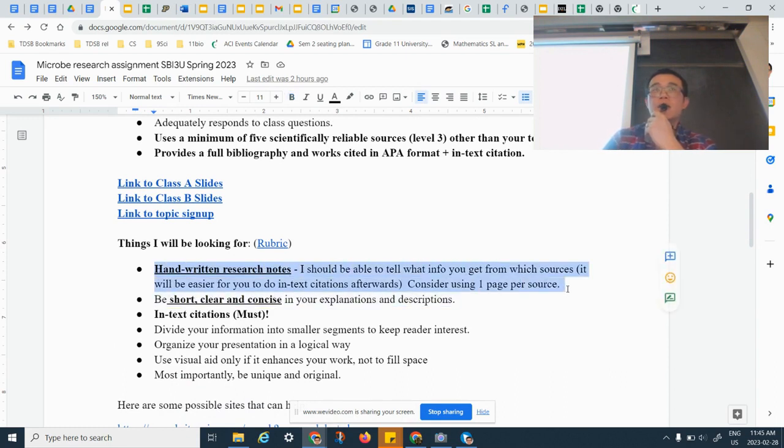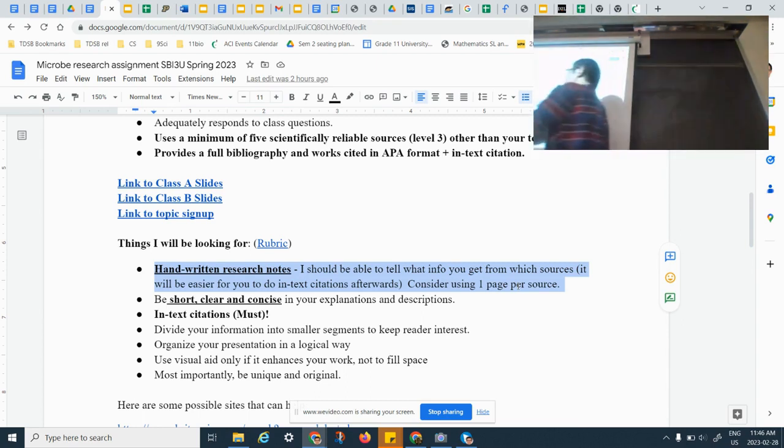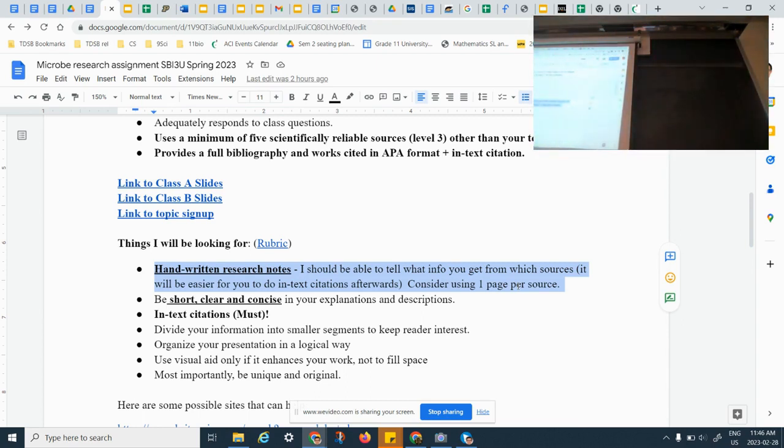In terms of the handwritten research notes, I should be able to tell what you get from what sources. This will also make it easier for you to do your in-text citation afterwards, so consider using one page per resource. Now, on the board here, what I mean is this. For example, let's just say one piece of paper. On the top, you write down, oh yeah, this paper is only stuff from nature.com. Nature is a very, very well-reputed and highly regarded scientific journal.